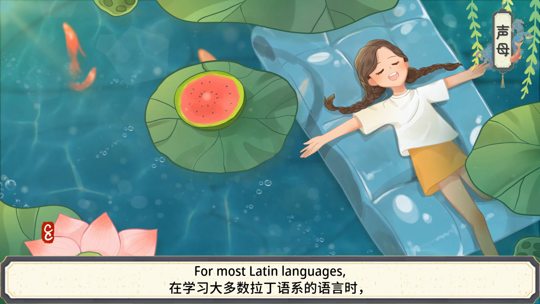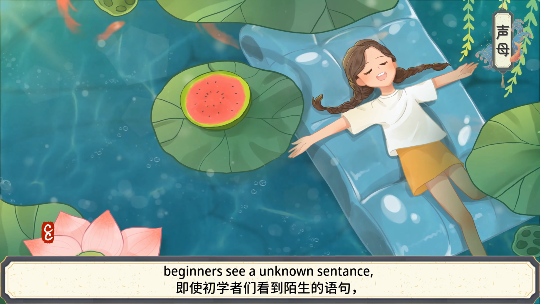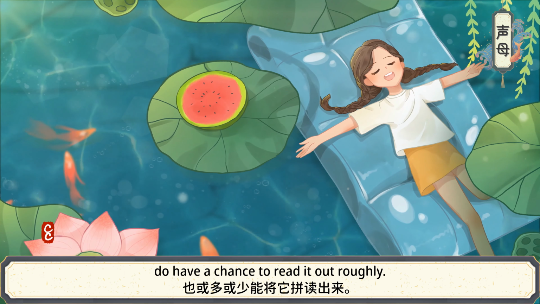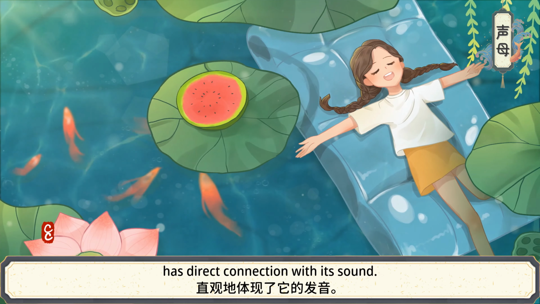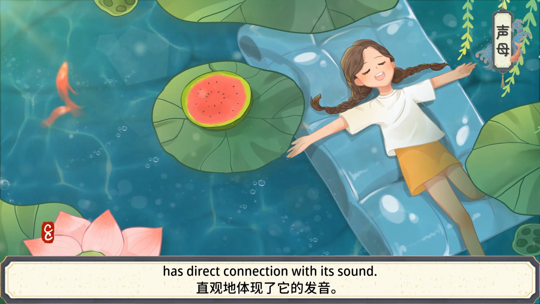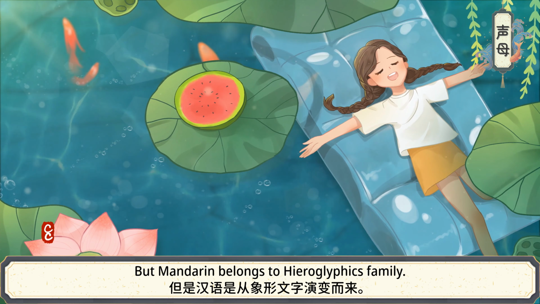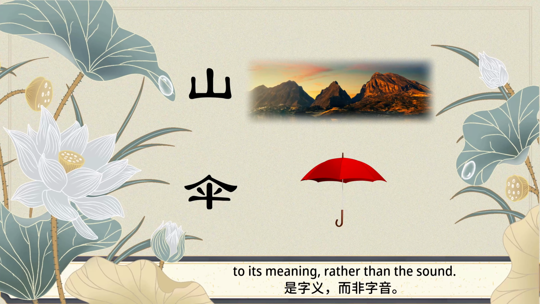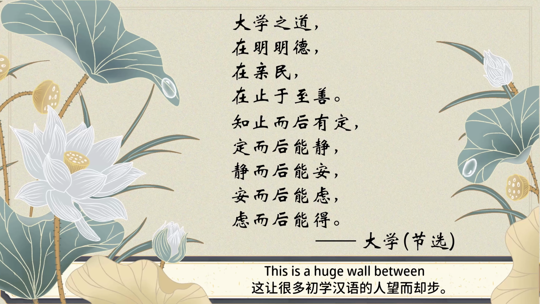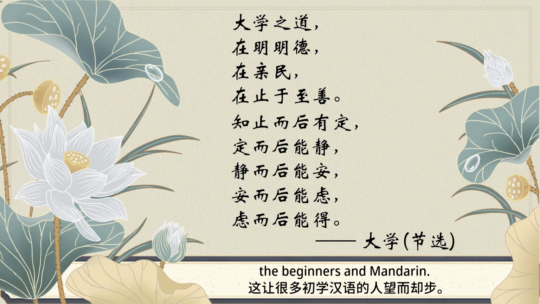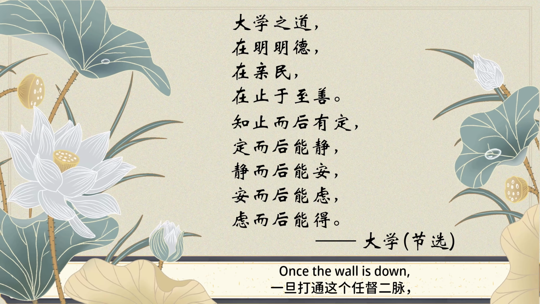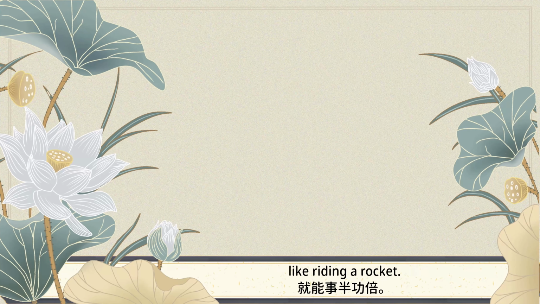For most Latin languages, beginners who see an unknown sentence have a chance to read it out roughly, because the appearance of Latin words has a direct connection with their sound. But Mandarin belongs to a hieroglyphic family. The character has a much stronger connection to its meaning rather than its sound. This is a huge wall between beginners and Mandarin. Pinyin can break down the wall. Once the wall is down, your learning speed could be like riding a rocket.